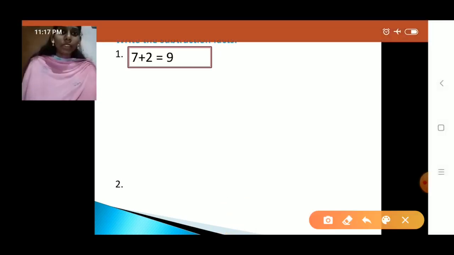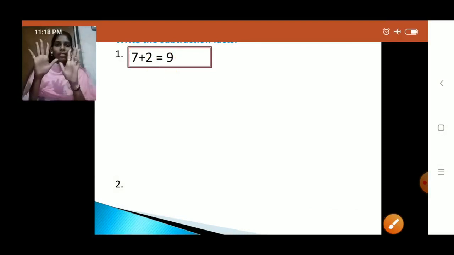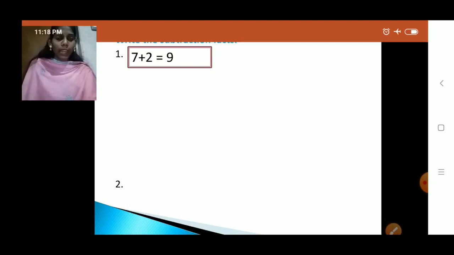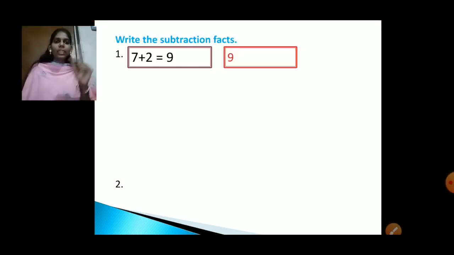First we will subtract these two numbers, 9 minus 2. Correct? And then we will subtract these two numbers, 9 minus 7. Correct? So see, 9 minus 2 is 7. So first we will write that 9 minus 2 equals 7. Correct? And next we will subtract 9 minus 7.